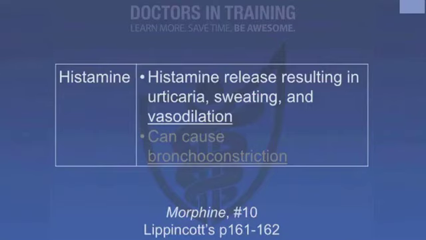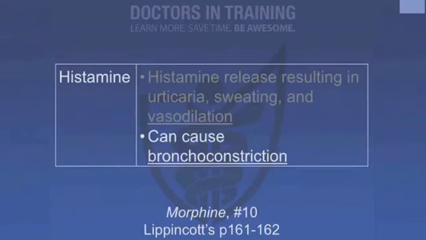And finally, pruritus. So histamine is often released from mast cells while taking an opioid agonist. And this can cause urticaria, sweating, vasodilation, so the typical almost allergic reaction phenomena. And this can lead to bronchoconstriction and should always be used very cautiously in asthmatics. So if you have an uncontrolled asthmatic patient or someone who has chronic obstructive pulmonary disease, you always need to be aware of that potential of bronchoconstriction with the use of opioid medication.